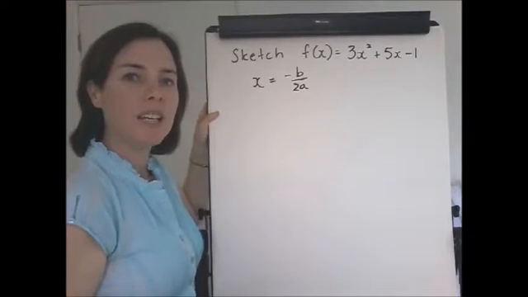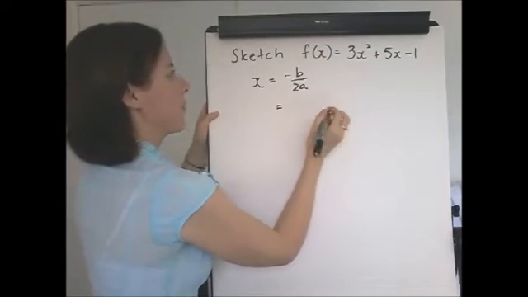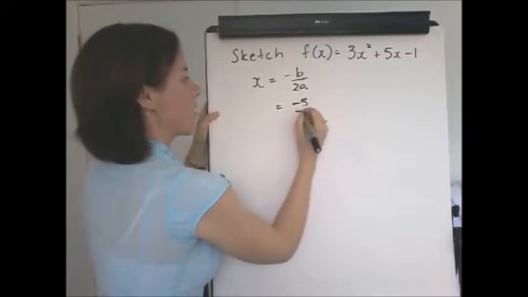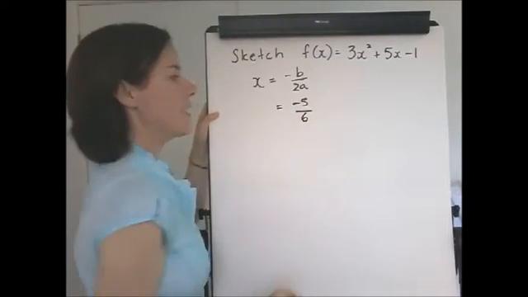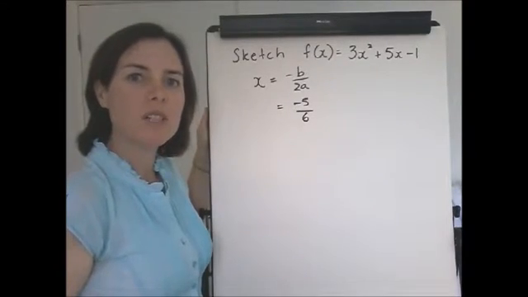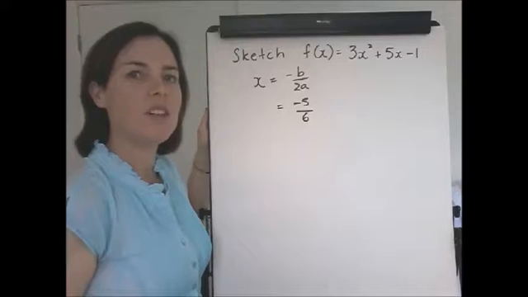The formula is negative b over 2a. b is 5 and a is 3. So 2 times 3 is 6. Now that's the equation of the axis of symmetry. It's also the x value at the turning point.